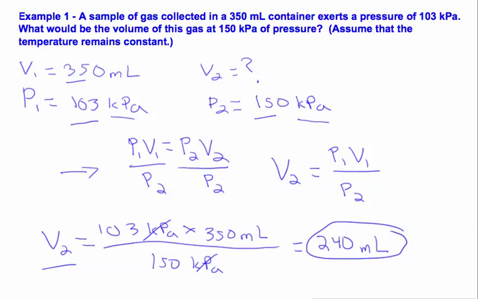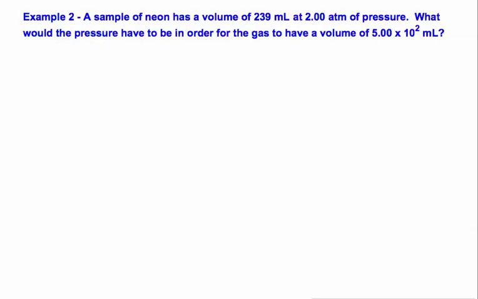Let's look at another example. In this example, we're told a sample of neon has a volume of 239 milliliters at 2.00 atm of pressure. What would the pressure have to be in order for the gas to have a volume of 5.00 times 10 to the second milliliters? So we should start by writing down what we know and what the problem gives us.